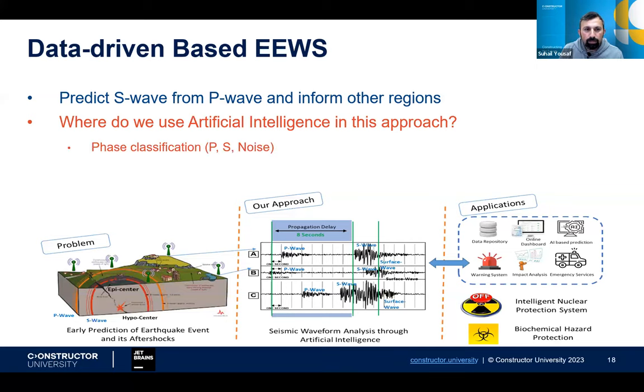So, of course, we also use phase classification in this approach. That's the one which is common with IoT-based solutions, that is differentiating between primary, secondary waves and noise. And the other one is prediction of S waves from P waves. As we discussed earlier, it should be when an S wave will arrive, and what will be the magnitude of that S wave. So these are the two parameters that we wanted to predict. Next, please.